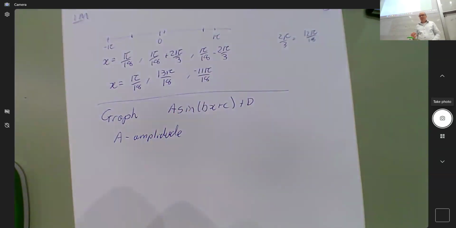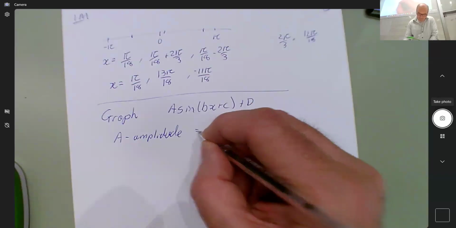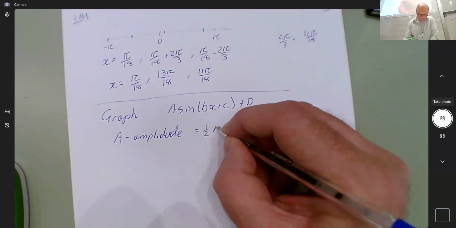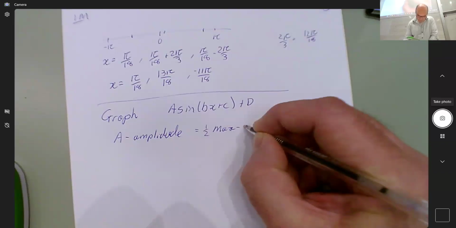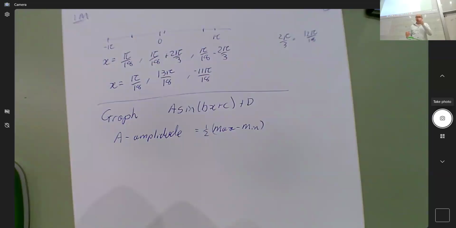So A multiplies the amplitude. So it is the amplitude. This is like equal to a half. So the amplitude isn't the distance between the maximum and the minimum, it's half of that distance. So it's the maximum variation from the midline, okay?